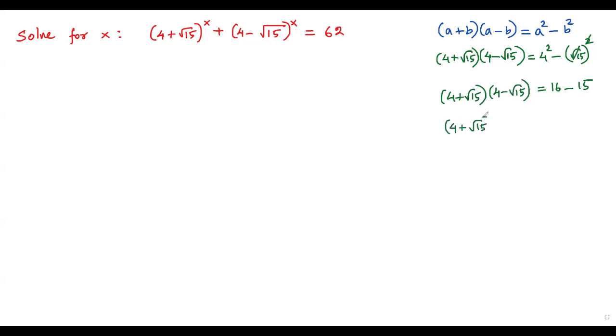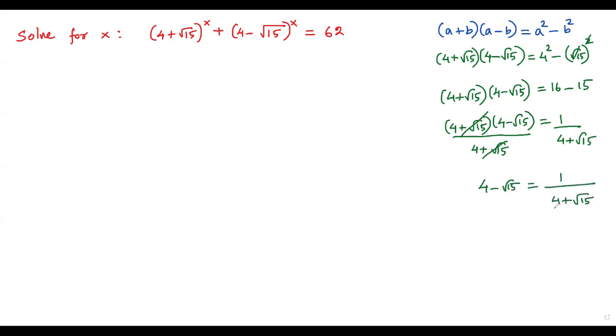Again, let me write the same thing: 4 positive square root of 15 times 4 negative square root of 15. On the right side, when I simplify, I'm just getting 1. Now in this equation, I'm going to solve for 4 negative square root of 15. For that, I have to get rid of 4 positive square root of 15, so let me divide both sides of this equation by 4 positive square root of 15. Then this one will cancel out. I'm getting 4 negative square root of 15 equals 1 over 4 positive square root of 15. Now I have solved for 4 negative square root of 15. So in the given equation, for this 4 negative square root of 15, we can plug in 1 over 4 positive square root of 15.